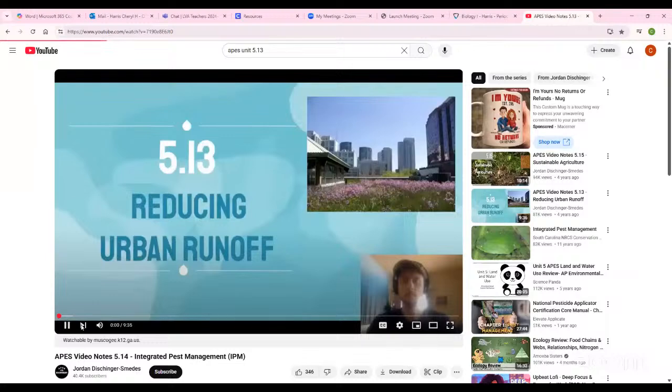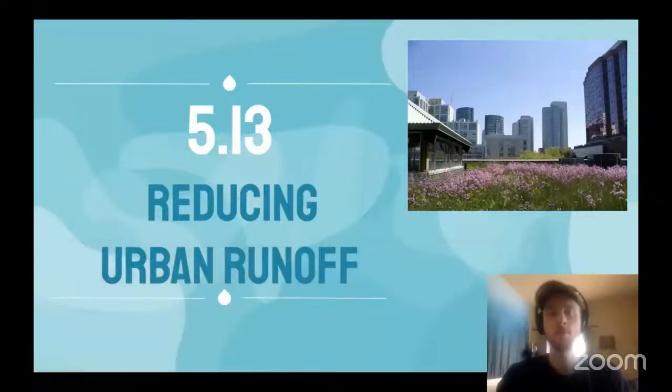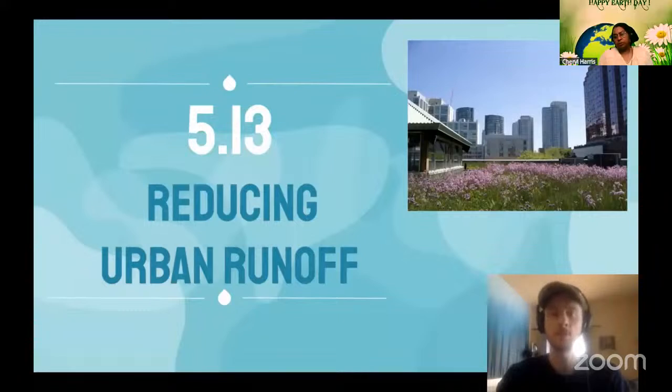Hey everybody, it's Mr. Smeeds, and today we'll be covering topic 5.13, which is reducing urban runoff. So sometimes we refer to urban runoff as stormwater runoff. We'll be using those terms kind of interchangeably today, but we'll be discussing the environmental consequences of stormwater runoff and also techniques to mitigate or reduce it. What we can see here is a picture of a rooftop garden, which is a great strategy that we'll talk more in depth about in today's video.